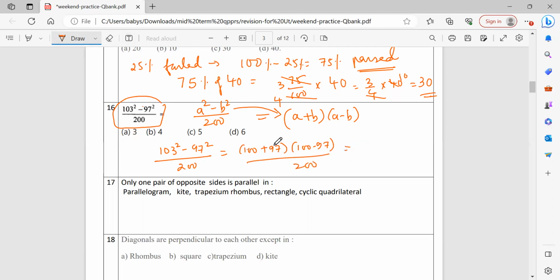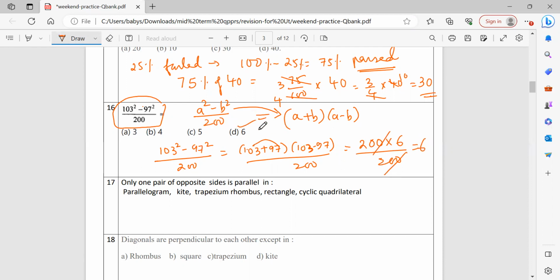So what is 103 plus 97 and 103 minus 97? A plus b into a minus b. 103 plus 97 is 200. 200 into 103 minus 97, which is 6, over 200. Cancel out, we'll get 6. The answer is option D.